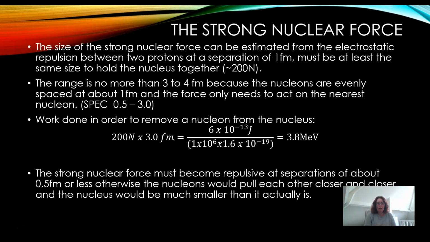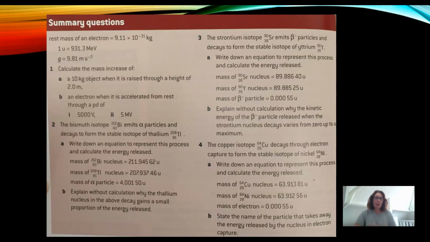Now, the strong nuclear force also has to become repulsive at separations of about 0.5 femtometers or less. Otherwise, if you had two protons here and they got a bit closer than 1.5 femtometers, they would suddenly pull each other in and the nucleus would collapse. That happens in neutron stars, okay, but not in nuclei. So I want you to have a go at these questions, which is asking you to basically use that, work out the change in energy.